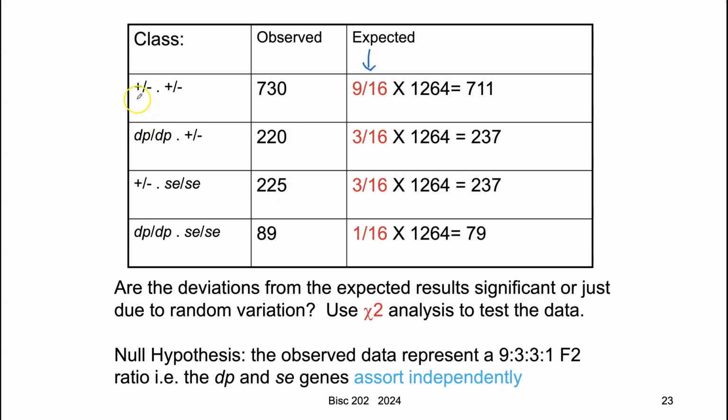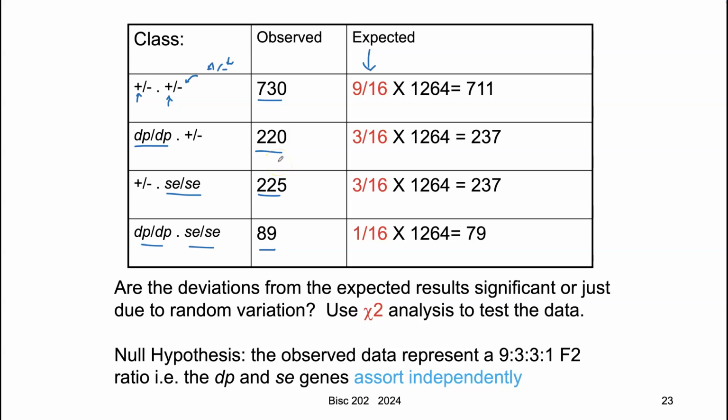And this is a bit of a shortcut. The plus just means wild type, and that's the dominant allele. The slash, of course, means the same as it would if we had written it like this, where this could be either the dominant or the recessive allele. If the individuals are homozygous, they're going to show the dumpy, and homozygous the sepia, and then homozygous for both, they'll show that. And so these are our observed numbers: 730, 220, 225, and 89.